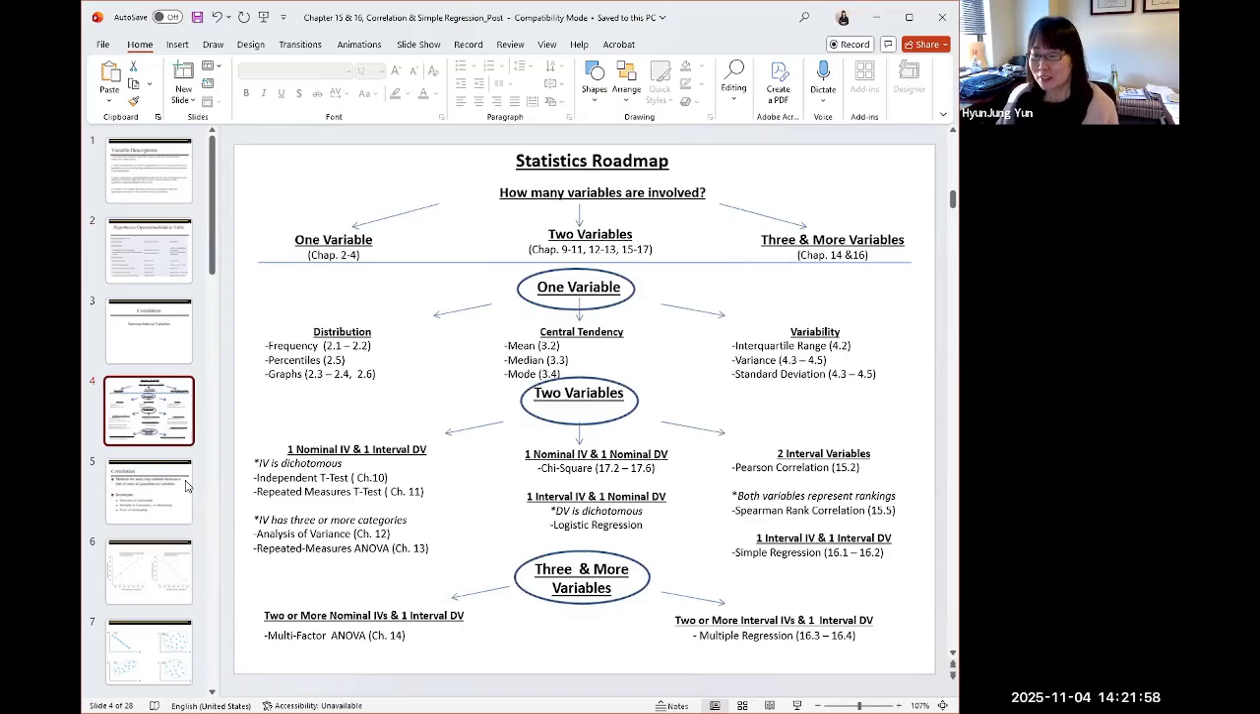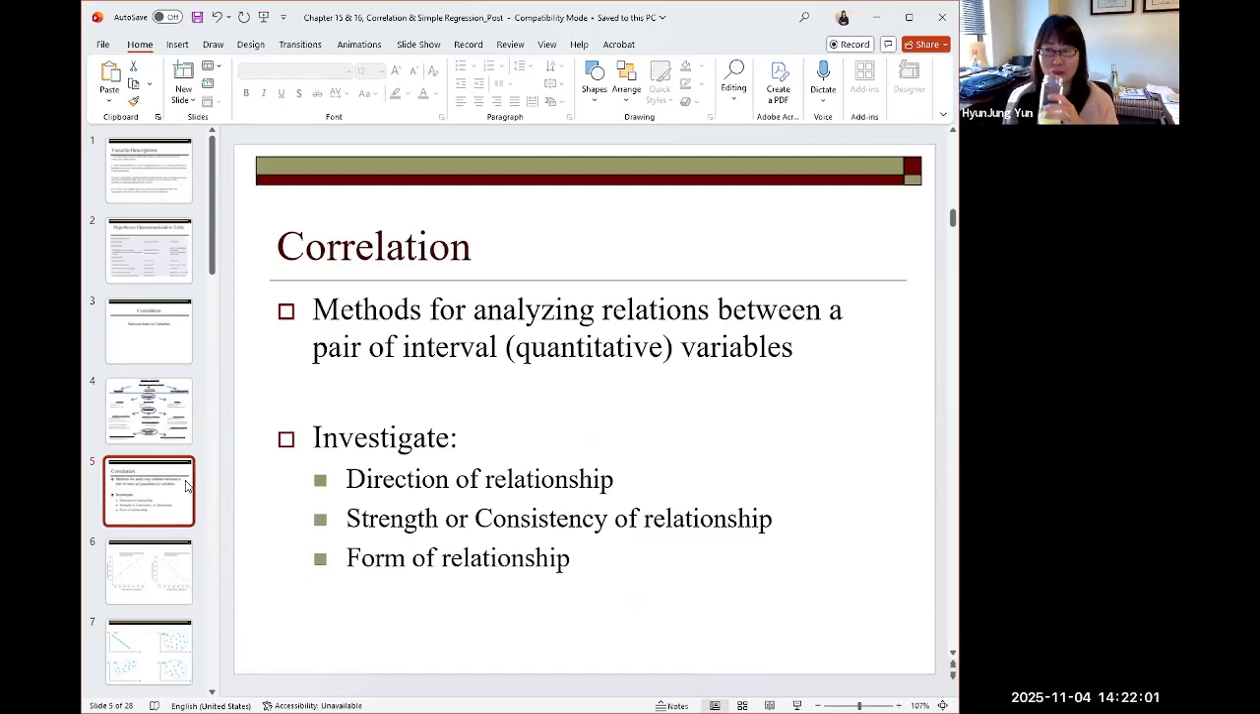All right. So let's talk about the correlation test. This test analyzes the relationship between two interval variables. So how they are related. Okay. So your hypothesis is whether they are positively related or negatively related, whether they are strongly related or weakly related, or whether they are linearly, straight line, linearly related, or maybe they are a different form of a relationship.